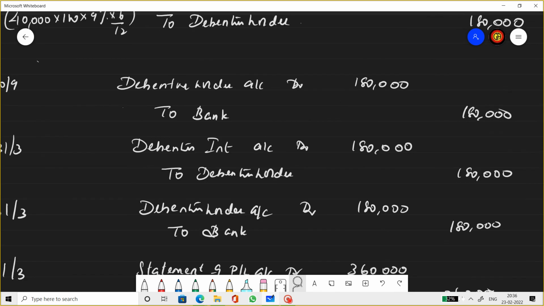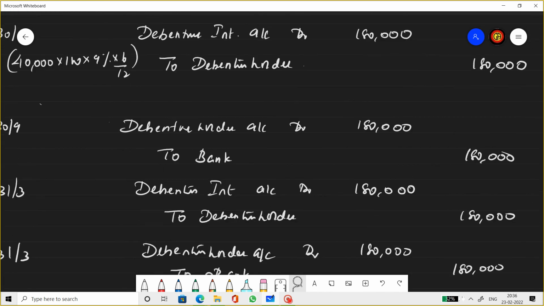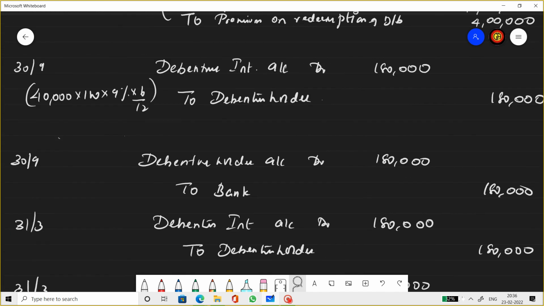So this is how we pass the journals without TDS. Hope you understand this. Try to apply the same concept for the next two sums.